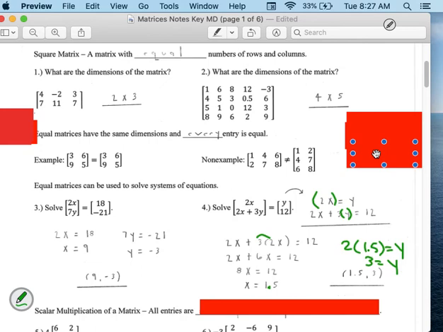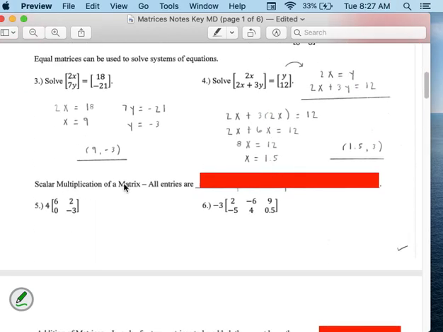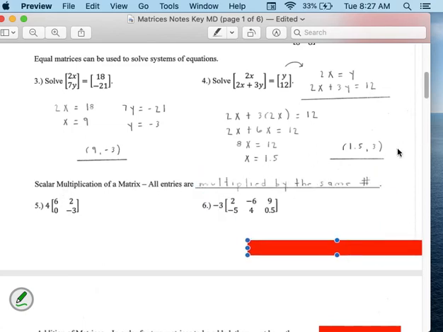Okay, so there is the intro for matrices and how it ties back into systems of equations. We're going to backtrack here just a smidge, and we're going to talk about something called scalar multiplication. And so scalar multiplication is all entries are multiplied by the same number.